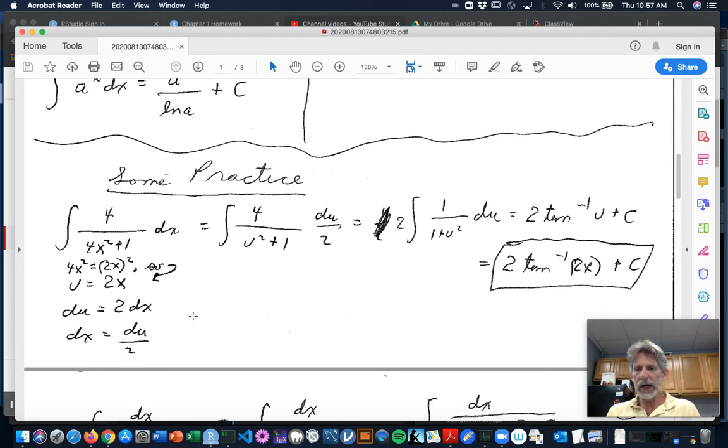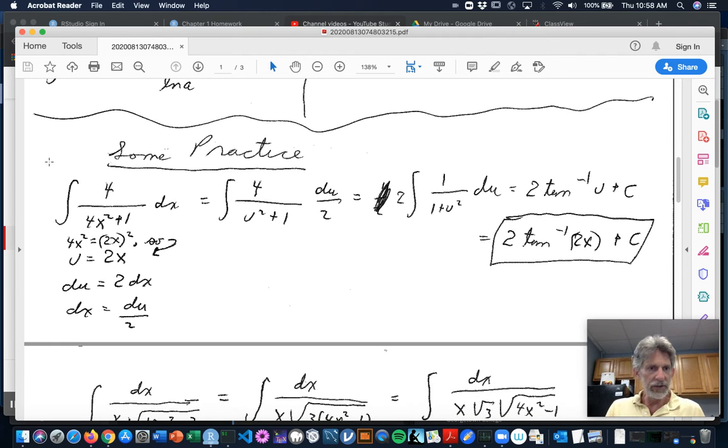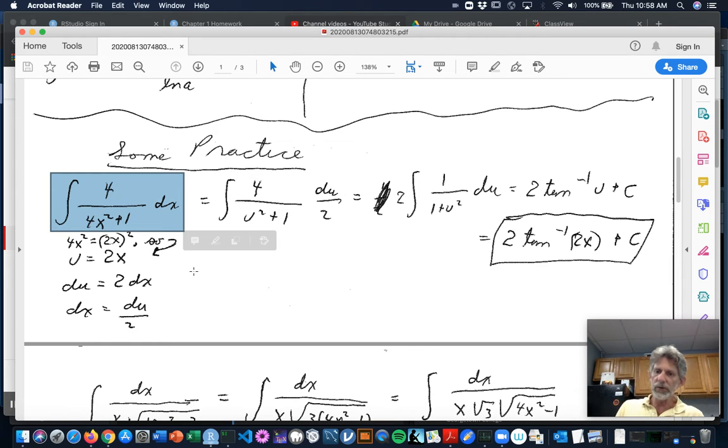Here's just a tiny bit of practice. You can read the section 5.8 for more practice, and probably will have created a WebAssign around this as well. So let's try some practice. What if you need antiderivative of 4 over 4x squared plus 1 dx? Well, that looks tough, so let me procrastinate by getting my coffee. All right, I'm back. I didn't put things off very long.